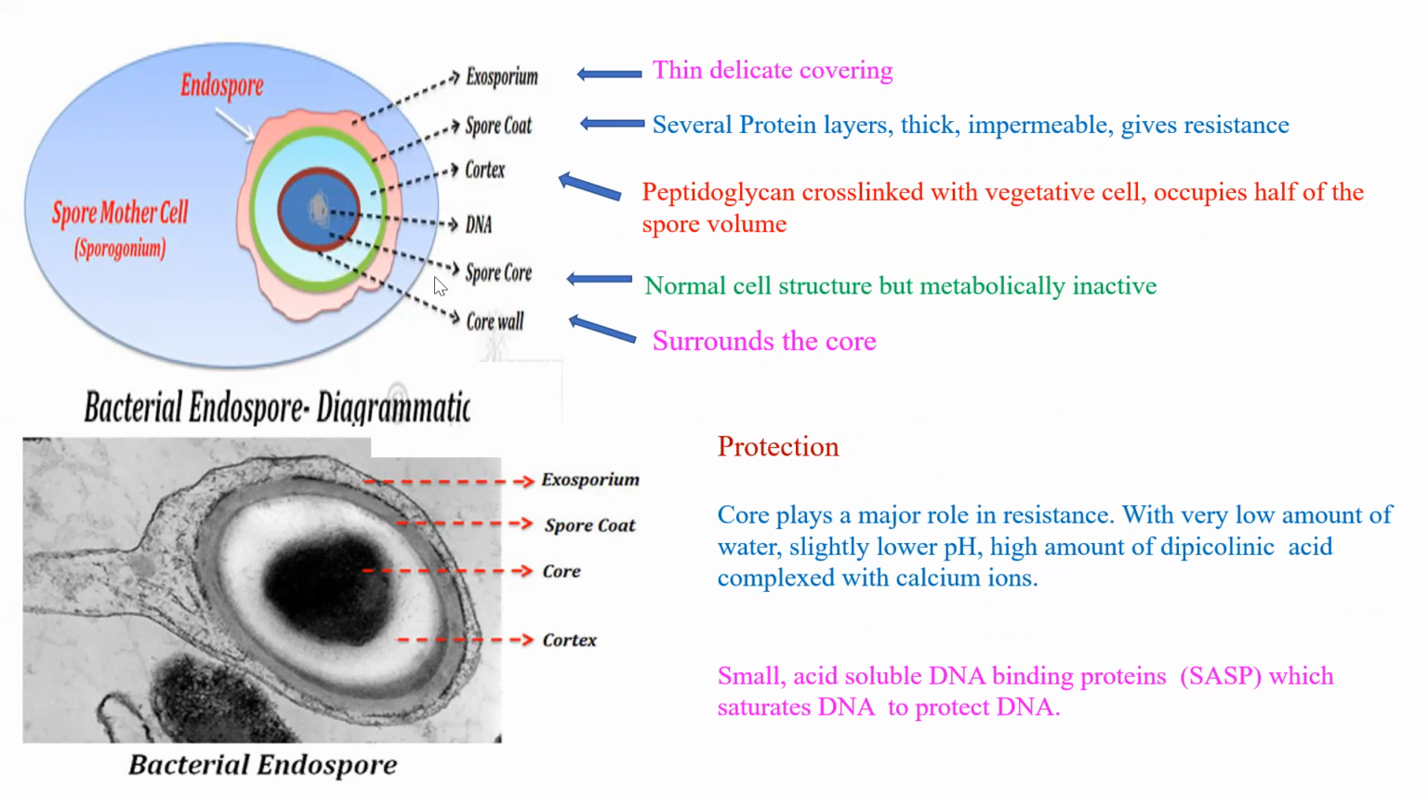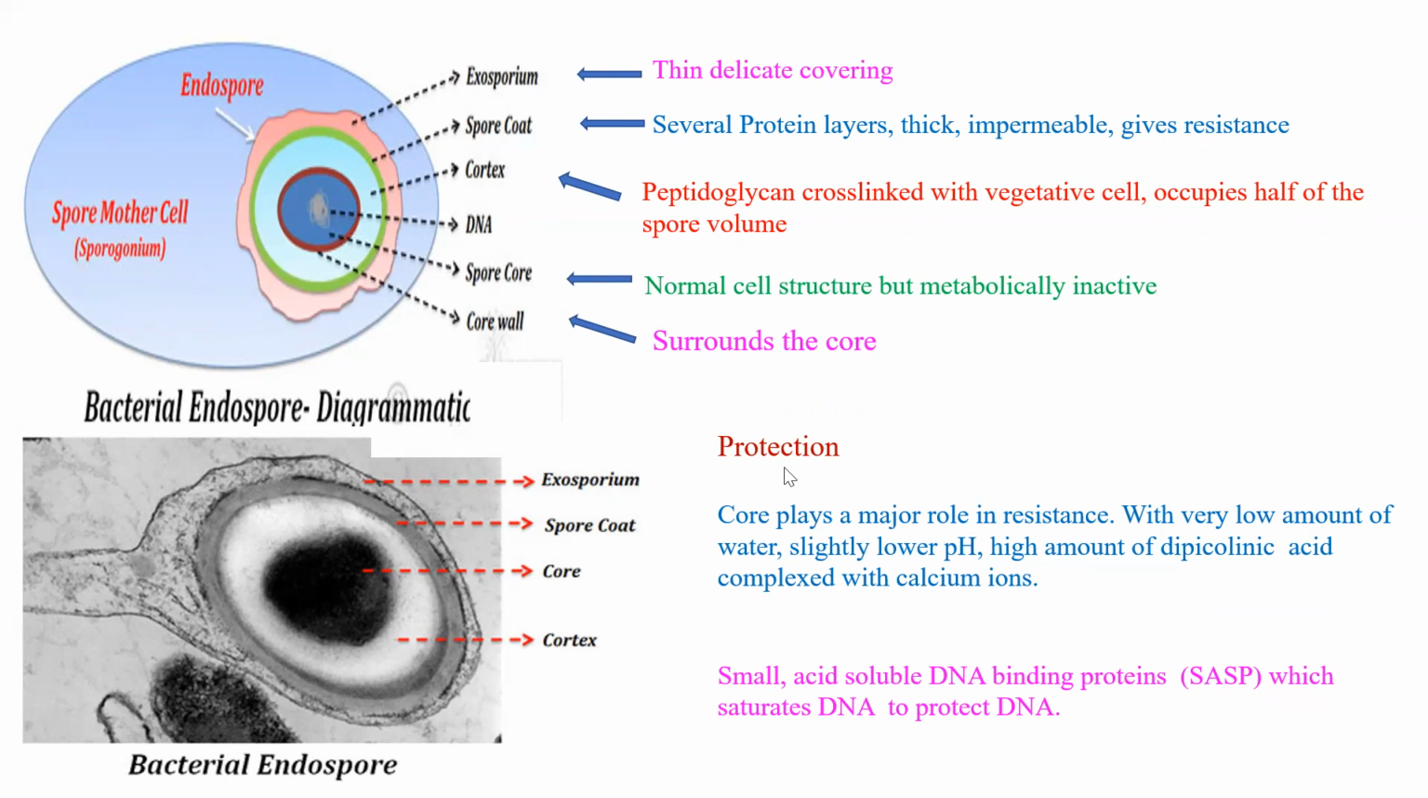Then we can see the spore core, that is a normal cell structure, but metabolically inactive. And the core is surrounded by the core wall. And here we can see the core is containing DNA. So this is the spore mother cell, which contains the endospore. The spore mother cell is also known as the sporangium.